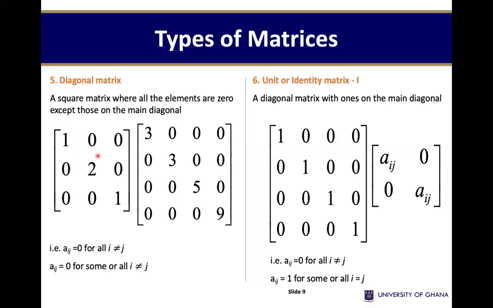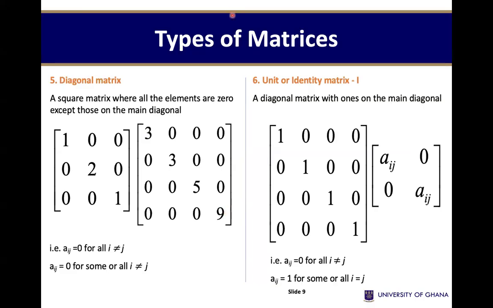The off diagonal elements, which is this, and then that, are zeros. But the leading diagonal elements, this 1 and 2, basically will have values. So this is a 3x3 diagonal matrix. This is also a 4x4 diagonal matrix. But at the end, the main diagonal is the one that runs from the top left to the down right.